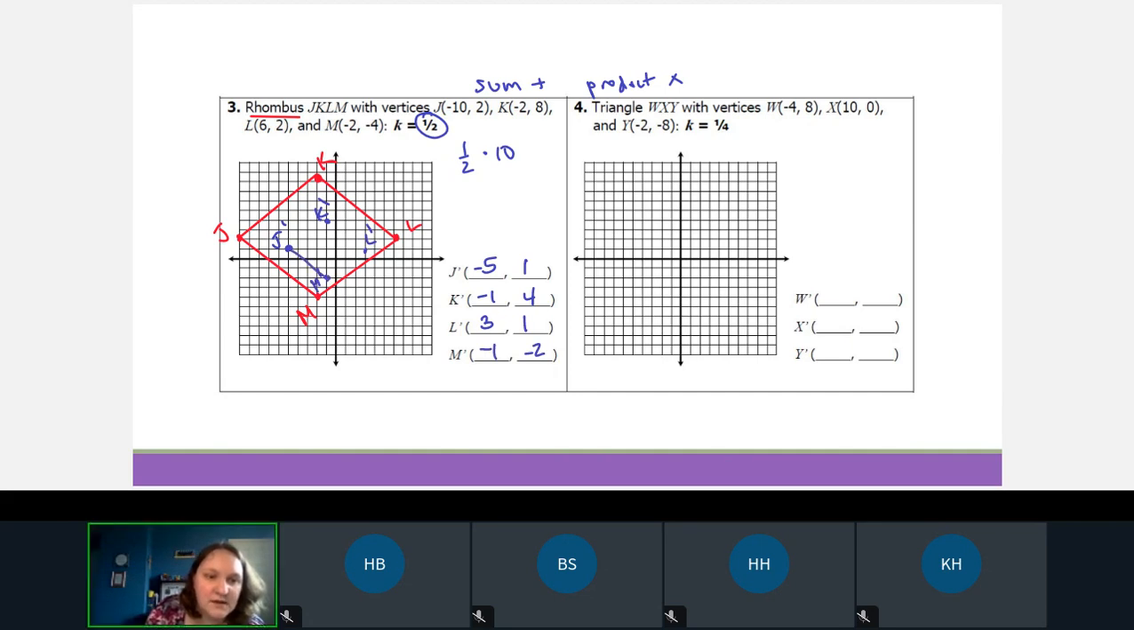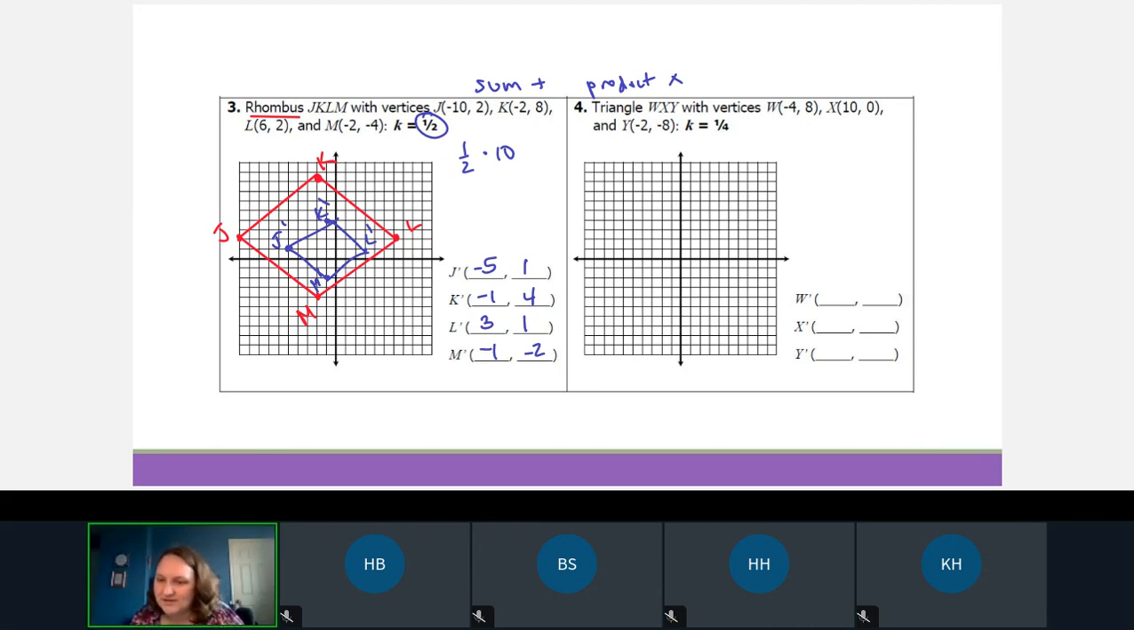There it is. Okay. Does it make sense that my blue rhombus is smaller? Does that make sense? Yeah, it does, right? Because our scale factor was less than 1, which meant that we're taking that red rhombus and we are going to reduce it, make it smaller.